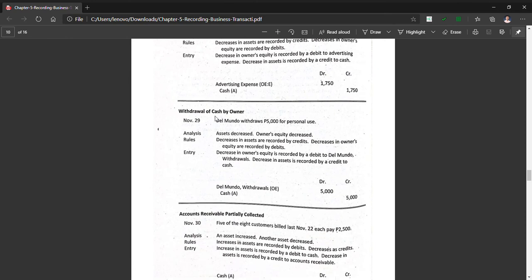Withdrawal of cash by owner. November 21, Del Mundo withdraws 5,000 for personal use. Dahil nag-withdraw yung 5,000, meaning nawalan ng pera yung business ng 5,000, asset decreases. Dahil nag-withdraw si Del Mundo, lumiit ang ownership niya sa business. So, owner's equity decreases.